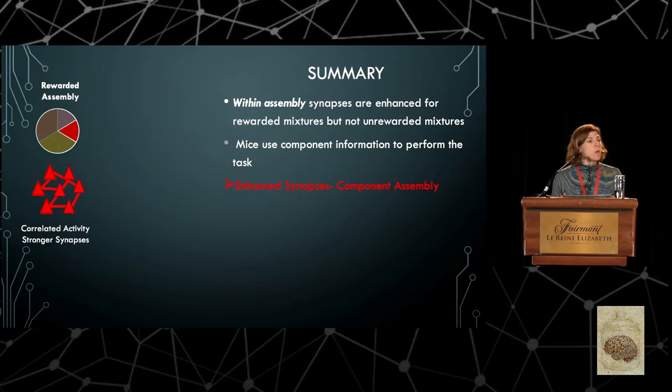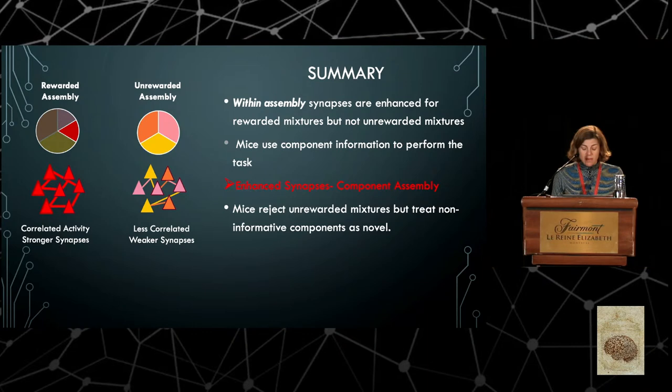In contrast, the mice correctly reject unrewarded mixtures, but somehow treat the non-rewarded and non-informative components as novel. And I think this might be important for ensuring that new stimuli coming in are still coded. But this also suggests that the mixture itself is suppressed. The mixture information, like all the components of the mixtures together, when they're presented together, are suppressed.